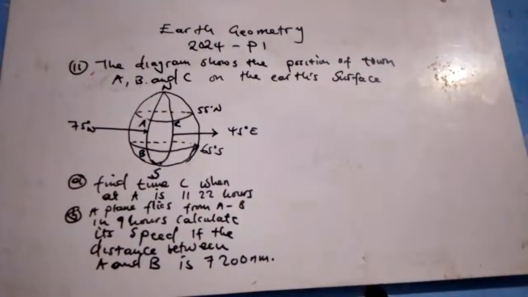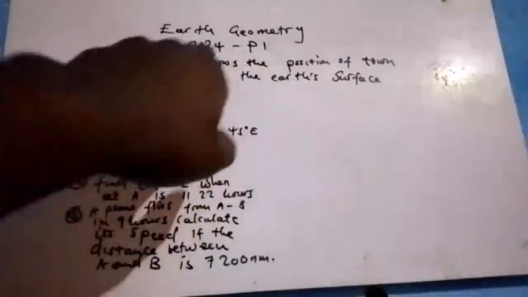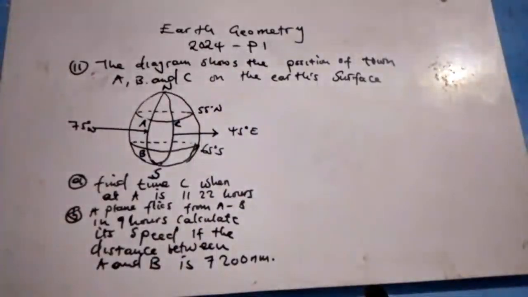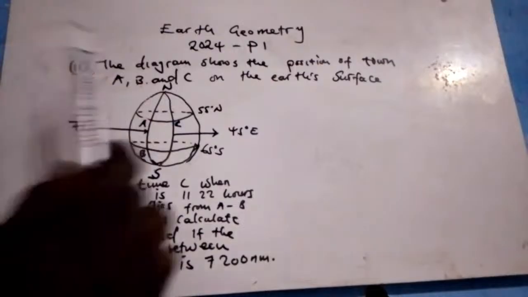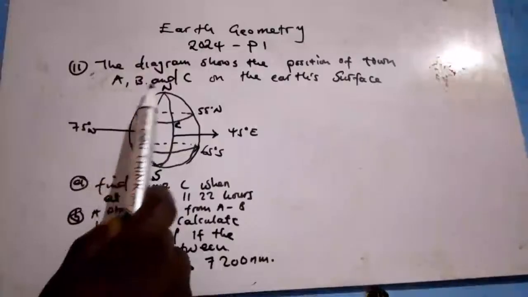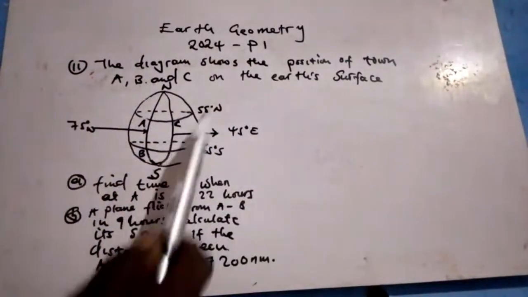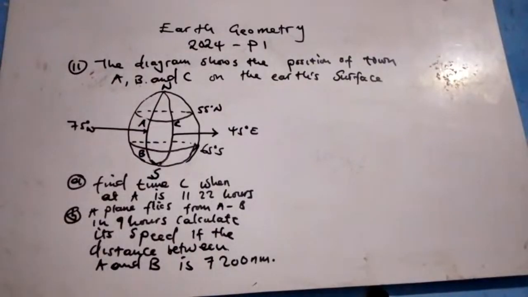Everyone, in today's video we are looking at the 8th geometry paper 1, which is for 2024. The question reads: the diagram below shows the position of towns A, B and C on the Earth's surface. This is the Earth's surface which they are talking about.